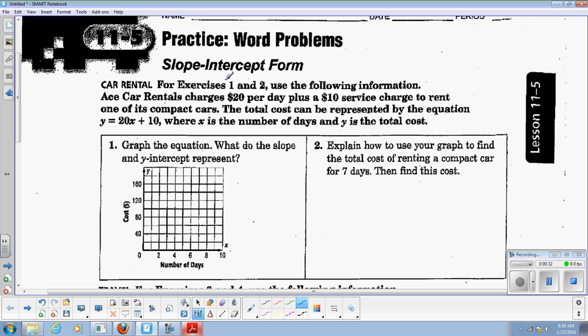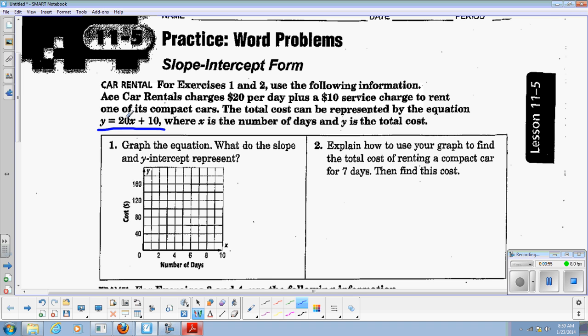For exercises 1 and 2, use the following information. Ace Car Rentals charges $20 per day plus a $10 service charge to rent one of its compact cars. The total cost can be represented by the equation y equals 20x plus 10, where x is the number of days and y is the total cost. Now let's look at the equation. This equation right here is what you need for numbers 1 and 2.